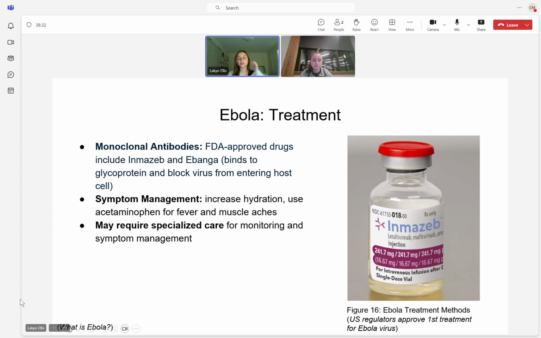So treatment for Ebola, there really isn't a treatment for it, but there are things that you can do to help prevent it and manage symptoms. There are FDA approved drugs that bind to glycoprotein and block the virus from entering host cells. And for symptom management, you could always increase your hydration and use anti-inflammatories like ibuprofen and Tylenol to reduce fevers or muscle aches. And with severe cases, you require specialized care for monitoring and symptom management.